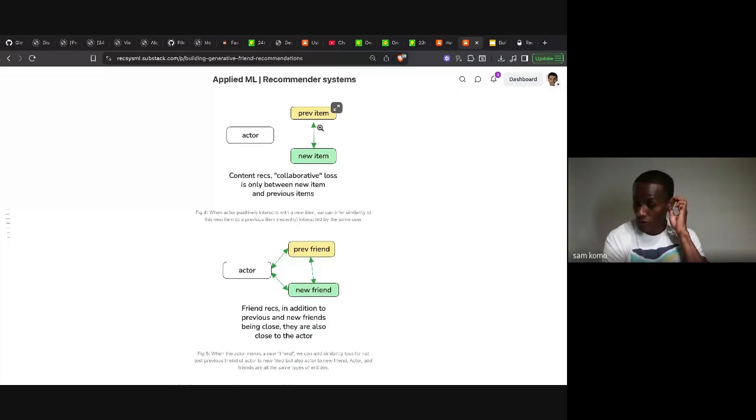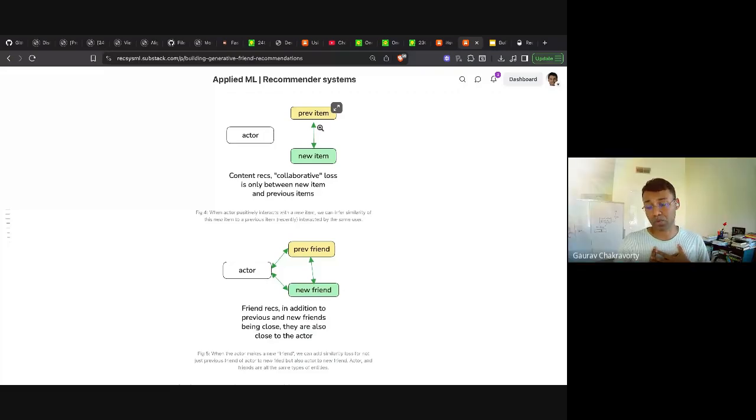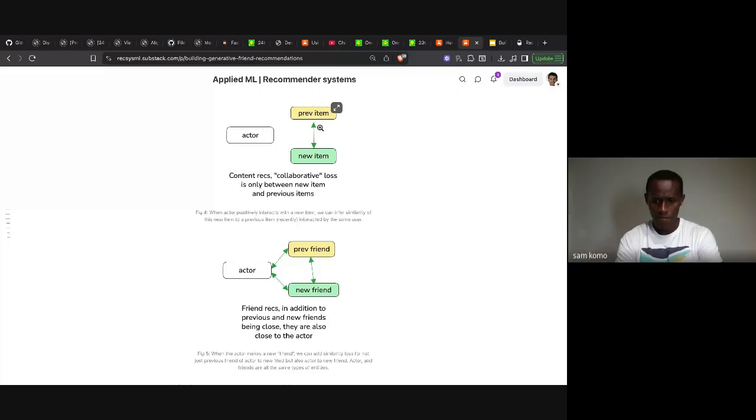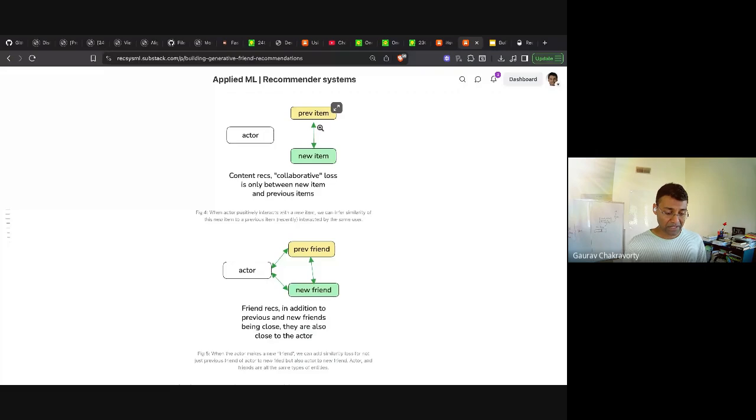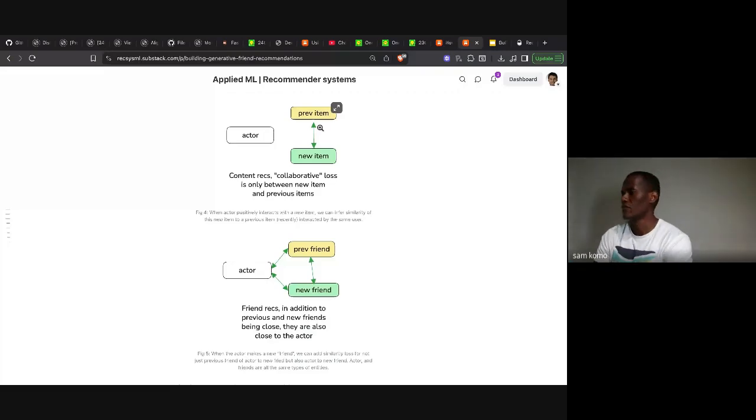Could you expound on that? So if I am the person watching the video, I'm like a user ID, and the videos are video IDs. But in friending, all three of them are user IDs. I see. Oh, I understand what you're saying.